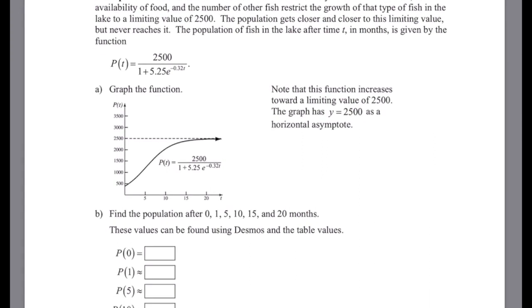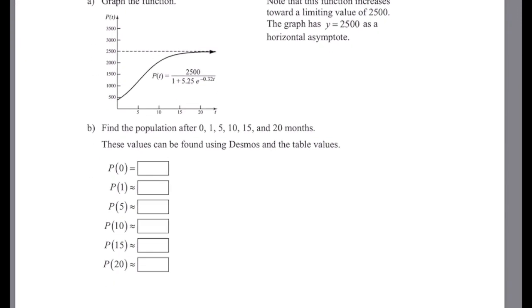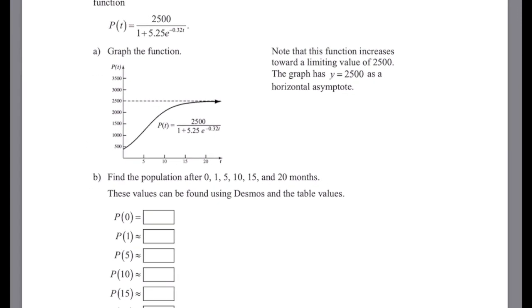This 2,500 is our limiting value. Things like food, space, and resources are limiting the amount of fish that we'll have. It's also acting as a horizontal asymptote because we'll never have more than 2,500 fish in this lake due to the limitations that this lake has. So I'm going to use Desmos to graph it, and now we have the graphing picture. And now we can find the population, since P of t represents the population after this amount of time.